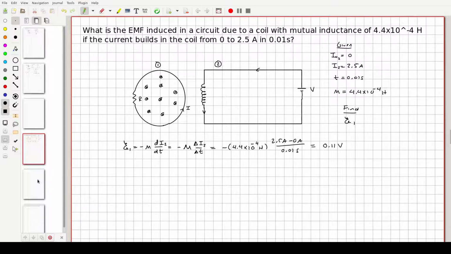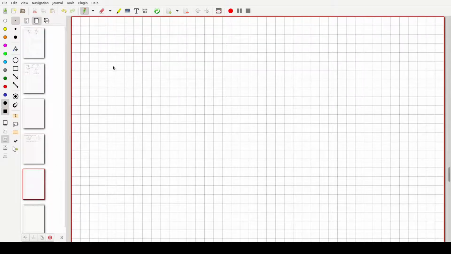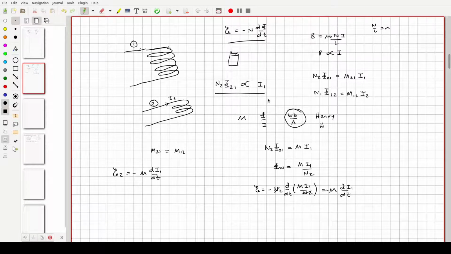Now, next I want to talk about self-inductance. Self-inductance looks more or less the same as what we have here, with respect to how it's defined. You have the number of turns, the flux through M, which is your mutual inductance, and I. Except here the I is due to the coil itself, and the flux is of the coil itself. The number of turns is of the coil itself.